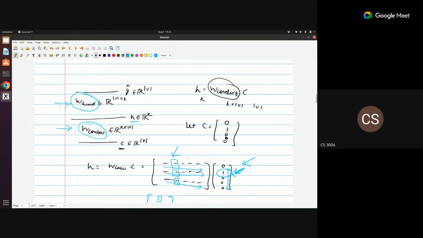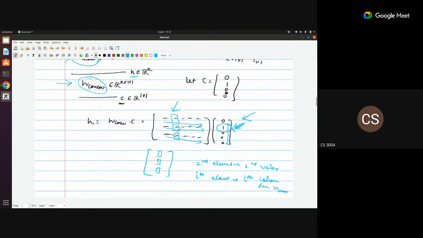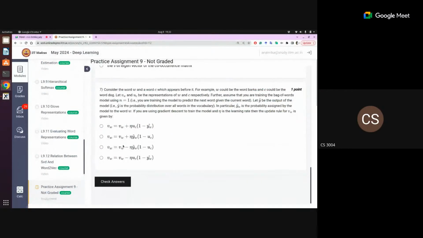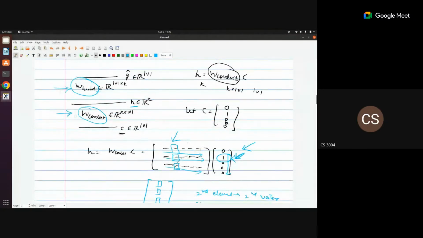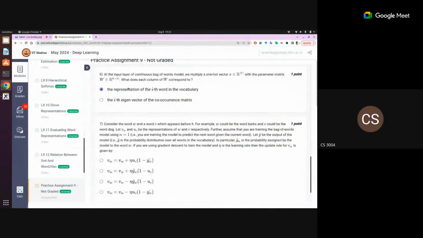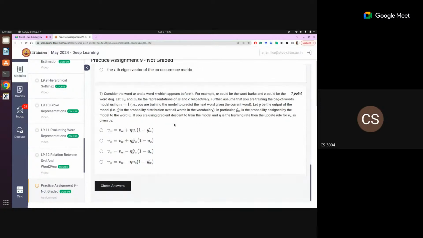Okay. Maybe I can clear this with an example. If you don't understand this already, maybe I can take an example in a while, because probably the next question is a little connected to what I'm saying. Let me finish the 7th question and then I'll talk about it. So to sum up, the W context matrix contains the representation of the ith word in the vocabulary when used as a context. That's what I'm saying, and I'll explain this in a while. Okay. Next question.